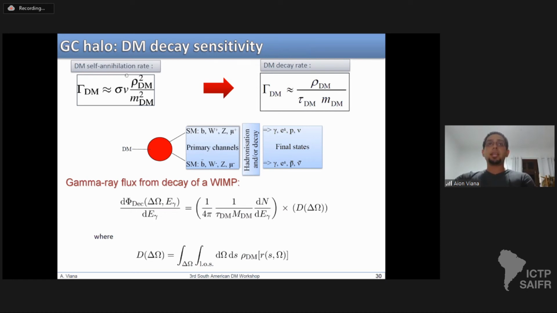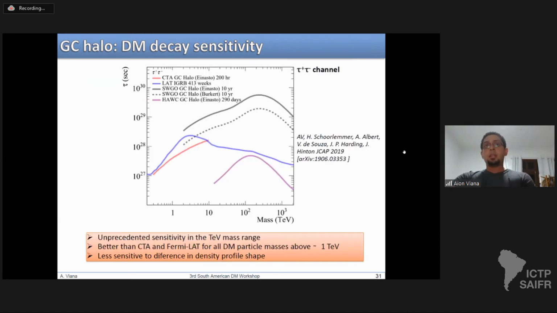Basically, if you translate the annihilation into decay, what changes is that now we have a rate which is proportional to the density, not the squared density, and to one over the decay time and the mass. Now, the game is the same: you have primary channels and then final states, and we are interested in the gamma rays. These are the limits, the sensitivity that we get for SWGO, and as you can see, the limits are extremely powerful. We will reach unprecedented sensitivity.